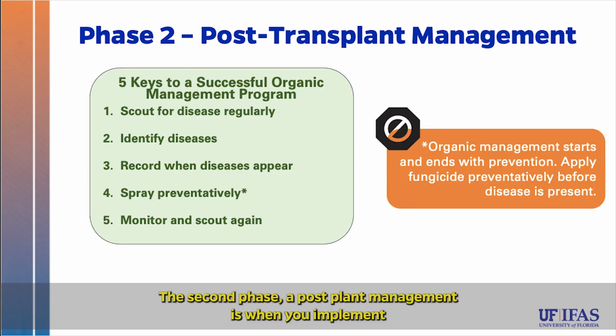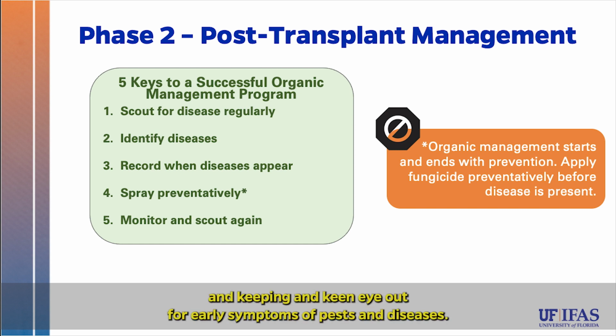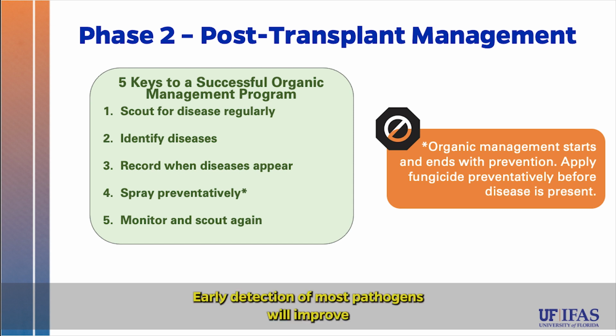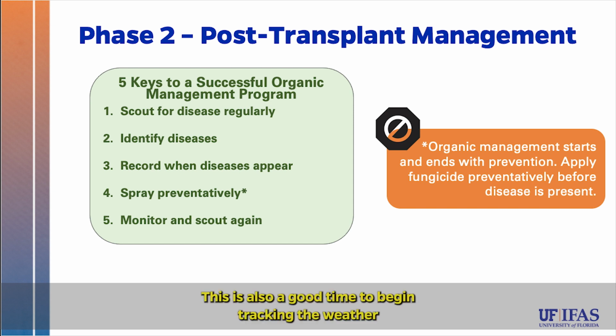The second phase, or post-plant management, is when you implement those routine tasks that last throughout the season. Tasks such as scouting, monitoring, and keeping a keen eye out for early symptoms of pests and diseases. Early detection of most pathogens will improve your chances to mitigate diseases and extend your season. This allows you to begin intervention earlier, providing the best chance for the products you will use to work in managing diseases effectively. This is also a good time to begin tracking the weather and keeping a calendar of when symptoms start developing. This will help predict outbreaks in future seasons.